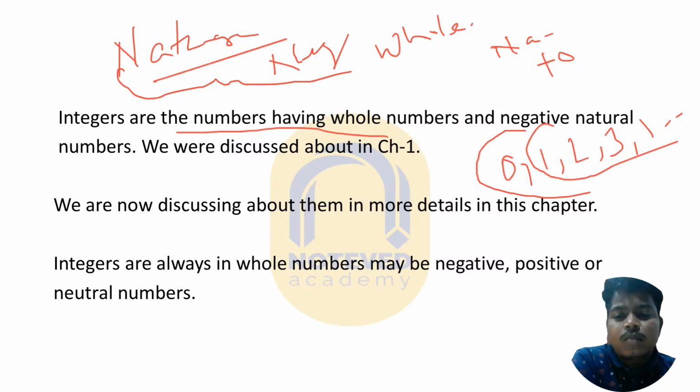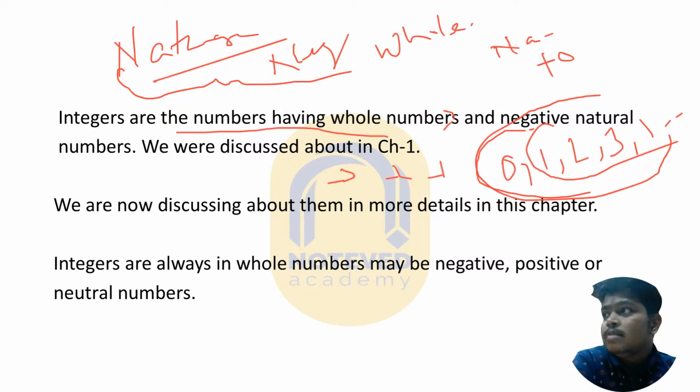So now, what are integers? The combination of 0, 1, 2, 3 for whole numbers plus negative numbers, that is -1, -2, and so on, all combined are called integers. We are now discussing them in more detail in this chapter.